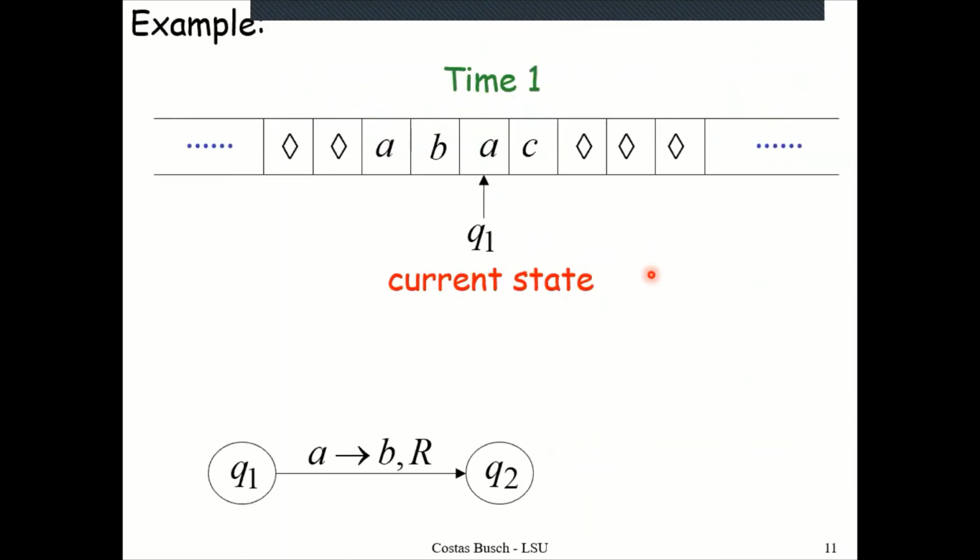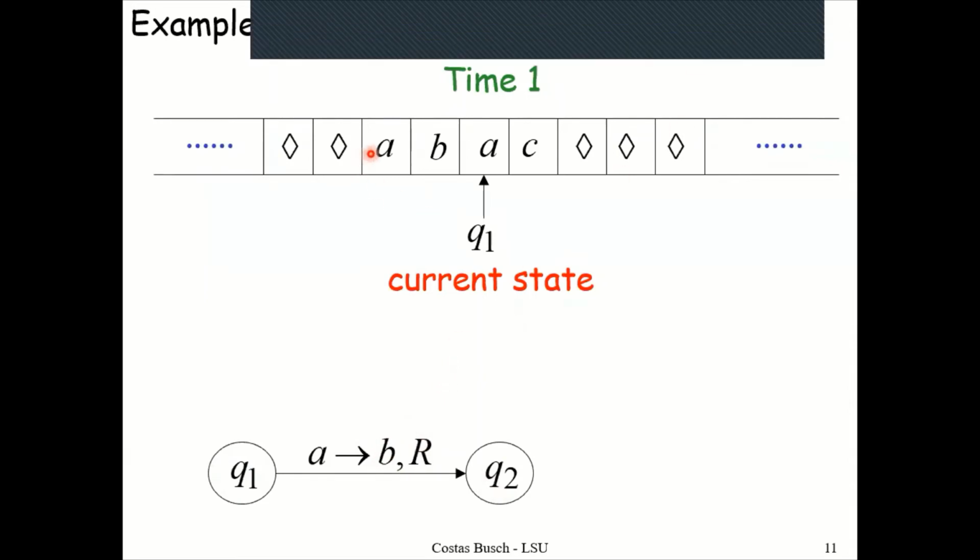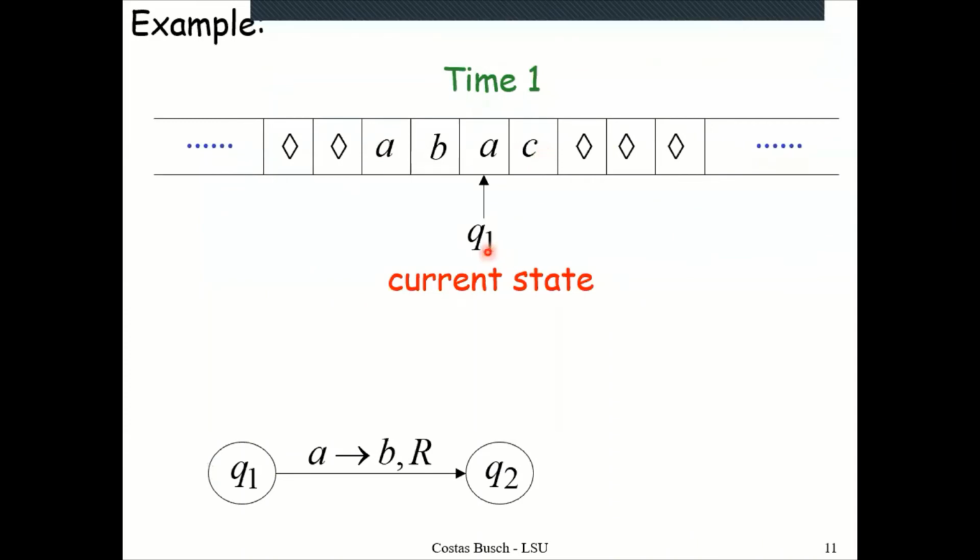So let's see. We have one instance of some Turing machine. It says that if Q1 is the active state and A is the symbol to be read, then go to state Q2, replace that A with a B and move one step right. So let's see what happens in this case. We have A, B, A, C as the contents of the input tape. The active state of the machine is Q1 and A is the symbol to be read from the input tape. This arrow signifies the present location of the read write head.